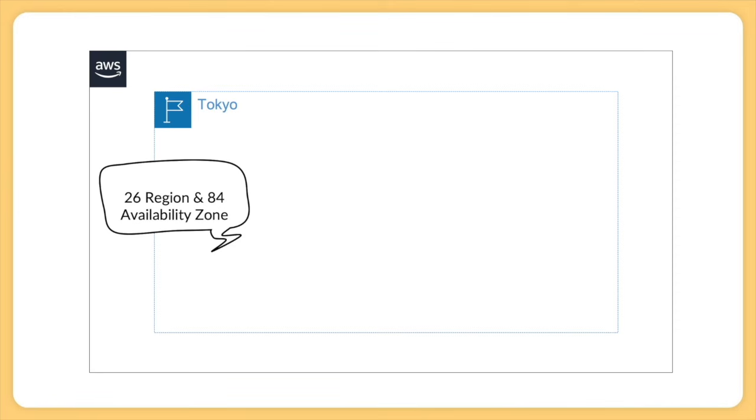As of now, there are 26 geographic regions with 84 availability zones across the world, and AWS keeps adding new regions. So by the time you are watching this session, these numbers may have changed. So you can look at the link provided in the resources section under this video and check the latest number of AWS regions. Let's move forward and talk about availability zones.